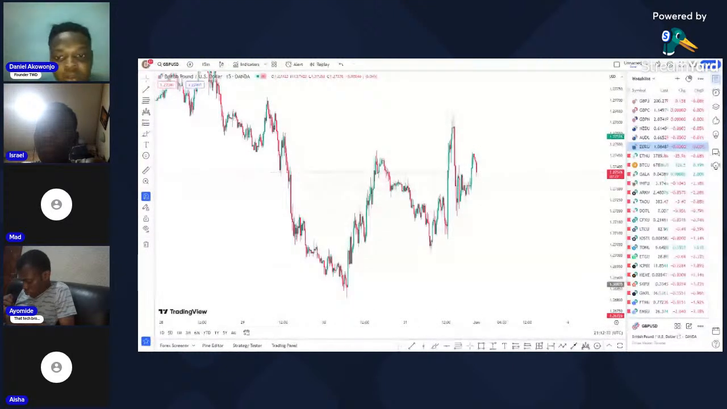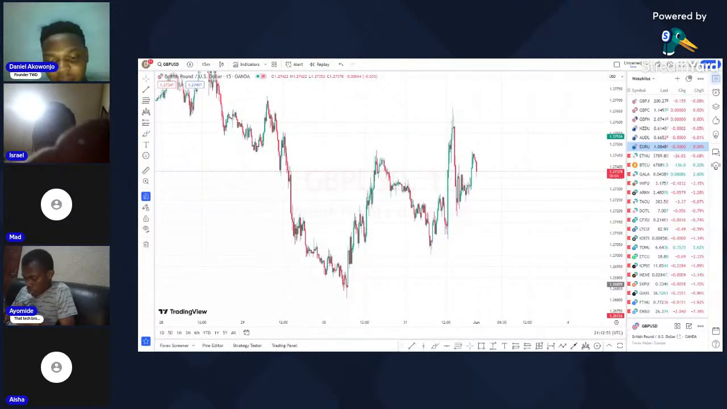Know that when you are buying a particular currency, let's imagine you are trading GBP USD now and you want to buy. When you buy, it means you are buying GBP and you are selling USD. When you are selling in this chart, it means you are selling GBP but you are buying USD. I hope that makes sense.